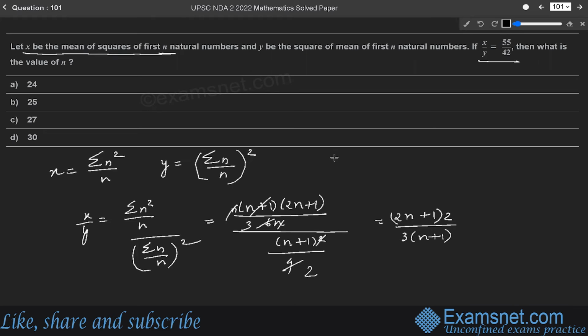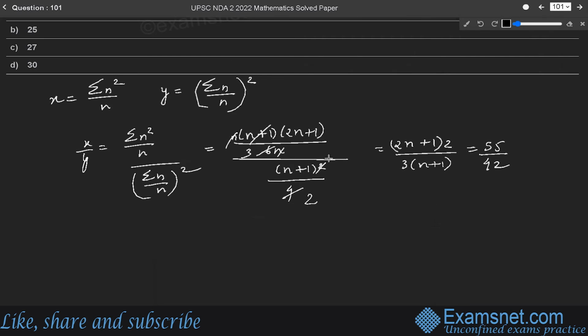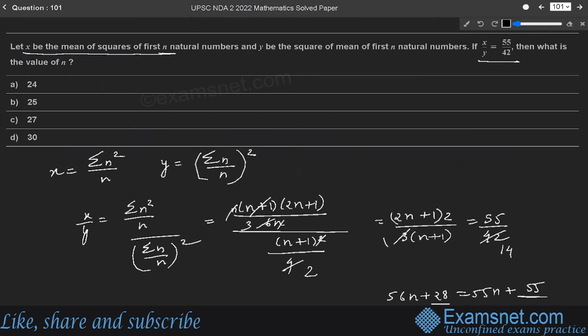Now it is given that x by y is equal to 55 by 42. Again cancelling, 3 ones are 3 and it will go by 14. So we can say that it will be 56n plus 28 is equal to 55n plus 55 on cross multiplication. Then n will be equal to 55 minus 28, which is 27. So the value of n here is 27. Therefore, option C is correct for this question.